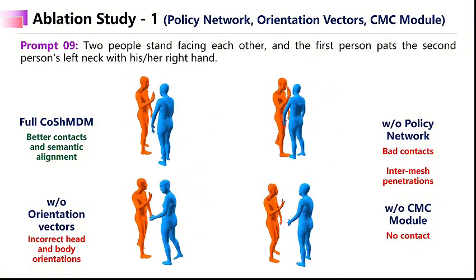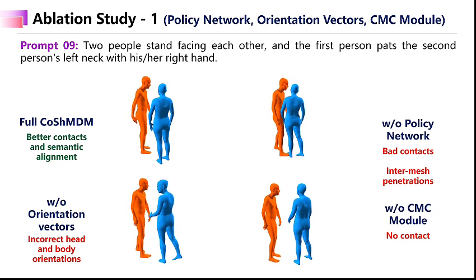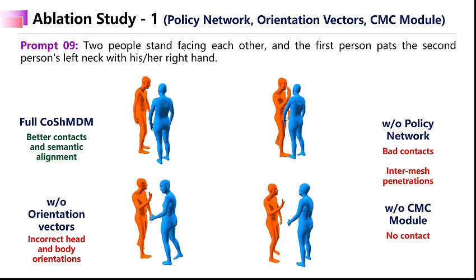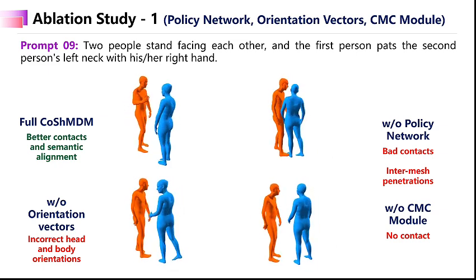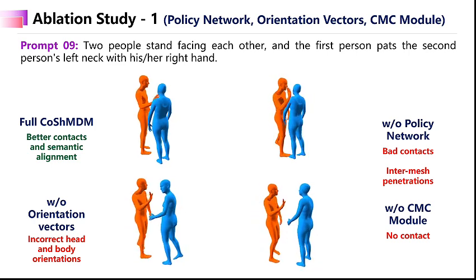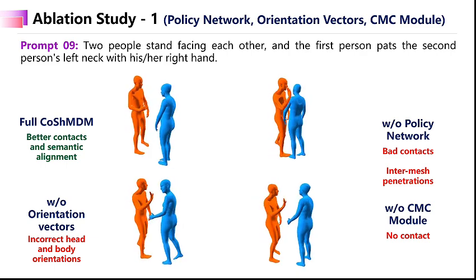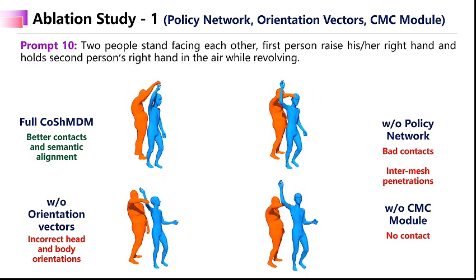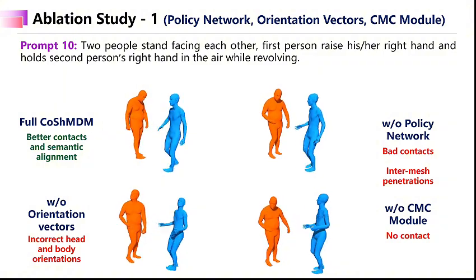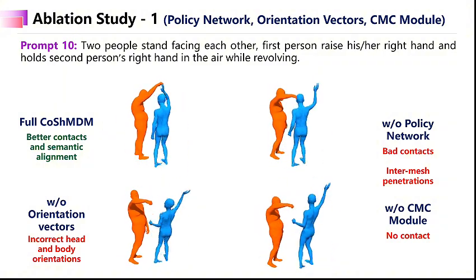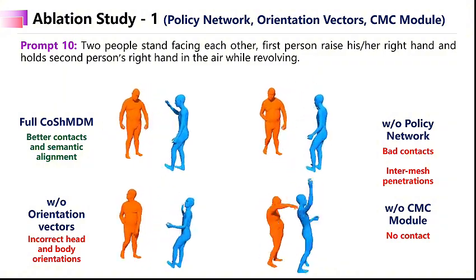Again, in this example, the full model consistently achieves correct hand-to-hand body contacts and interaction semantics, while removing the components introduces motion artifacts. Similarly, this example again confirms that all the components are necessary for stable contact-aware motion generation.